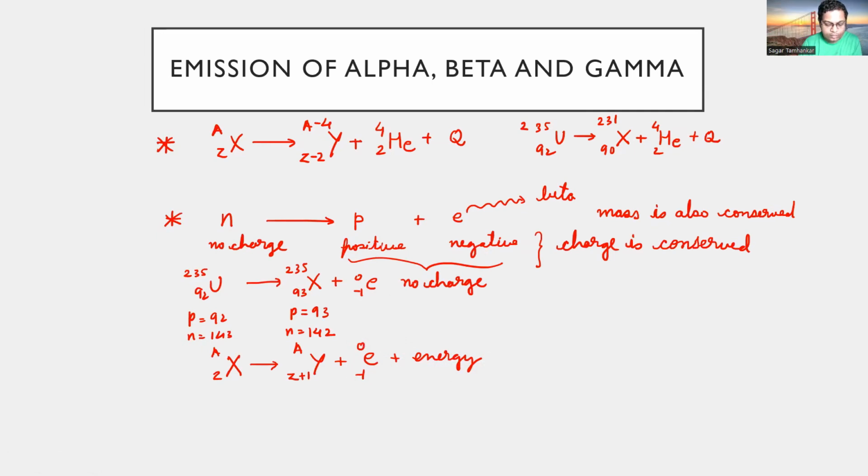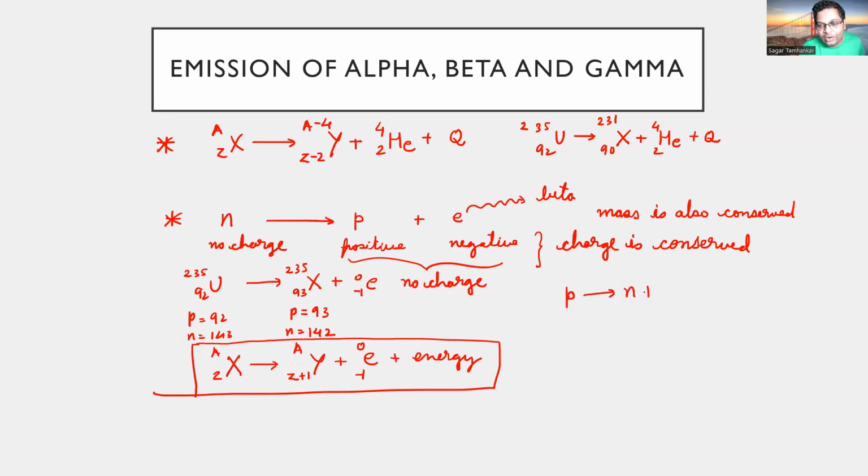Can you explain this again? Yeah. So when a beta particle is emitted, you are expected to remember this equation: your atomic number Z becomes Z plus 1, A remains A. Now why? Because a neutron changes itself into a proton and an electron, and this electron is given out from the nucleus.